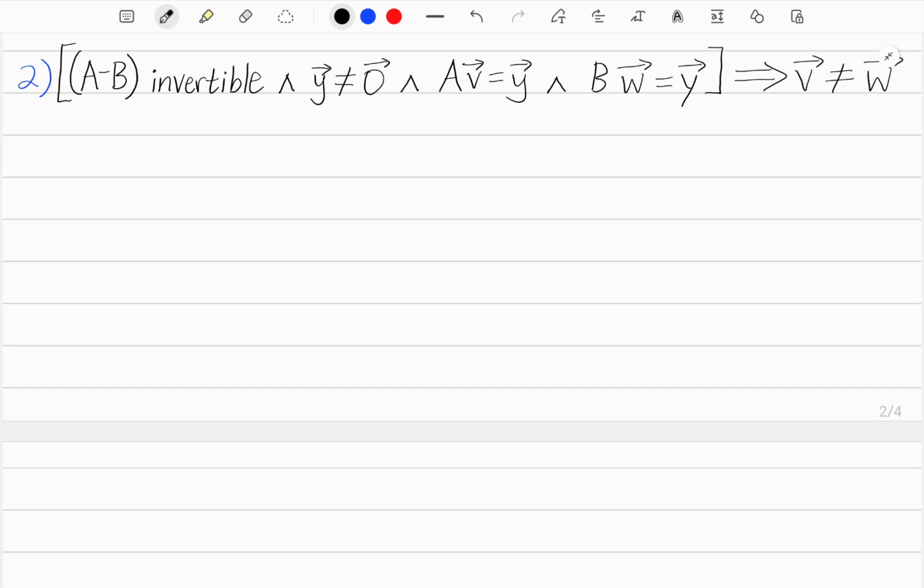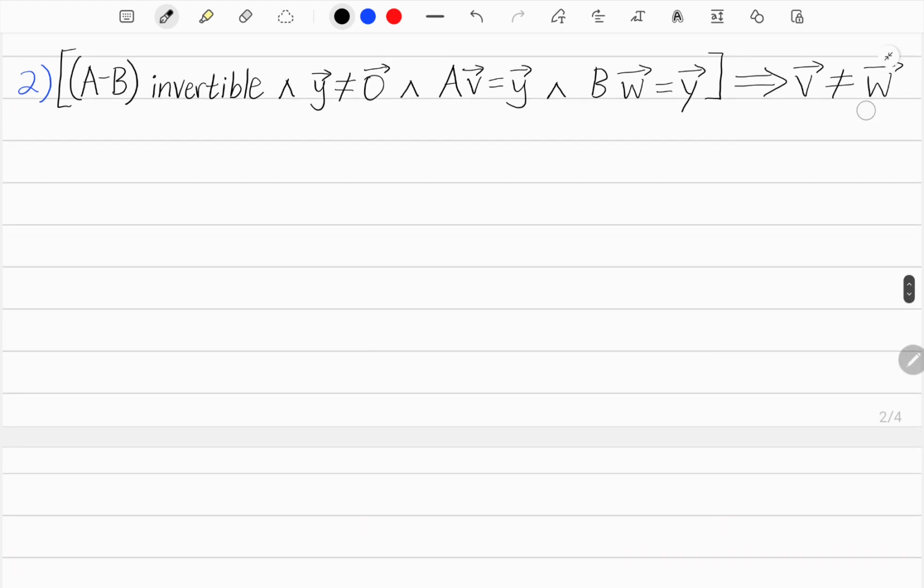Their difference is also square, and it's invertible. We have a non-zero column vector y, and then we have A times v is equal to y, and B times w is equal to y for some column vectors v and w. So we're saying that there exist solutions v and w such that the matrix A times v gives you y, and the matrix B times w gives you y. Then we need to conclude that v and w are not equal to each other.